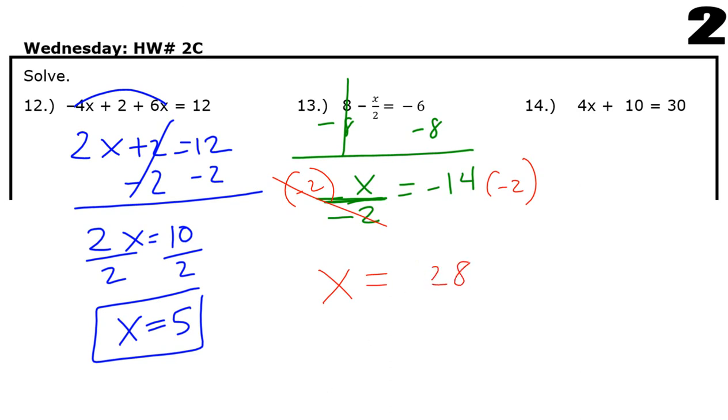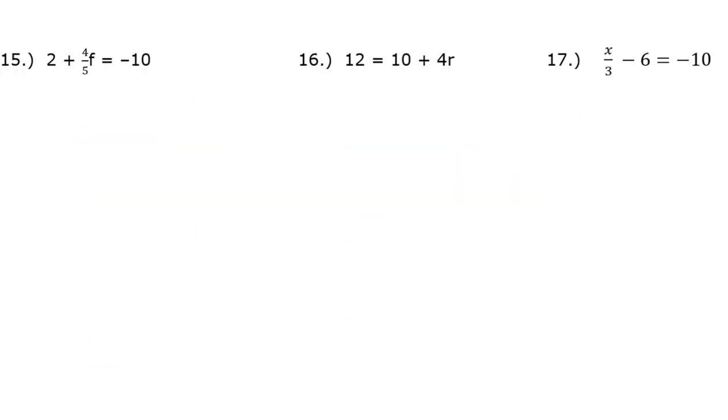And now we've isolated our variable, positive 28, right? You don't need to write that positive sign, but I wanted you to check to make sure you have the right sign. All right, I think you're pretty good with number 14, so let's take a look down here at the last three. I'll do one more, maybe number 15.